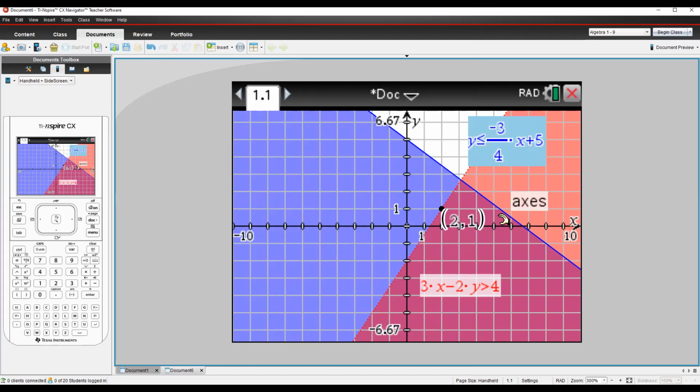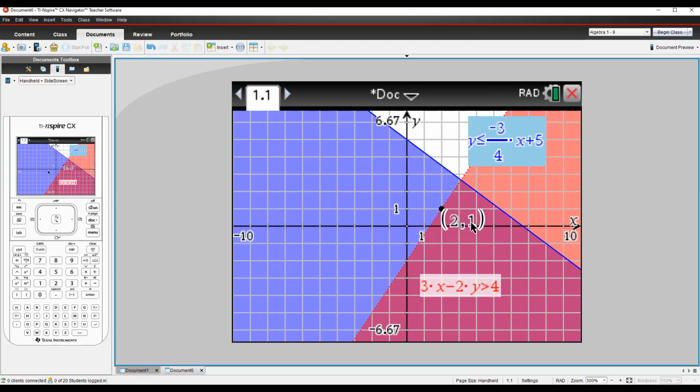Now, the solution for this system of inequalities is basically where those two overlap. So I'm going to say right here, this is the solution. Anything in here is part of the solution set. Anything in this part right here is the solution set.